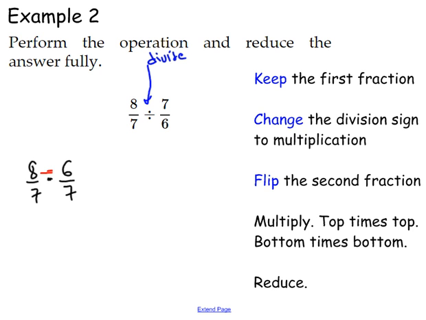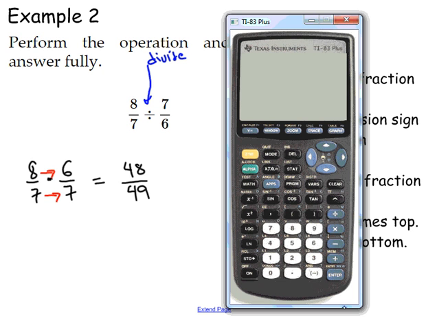Top times top, and bottom times bottom. So 8 times 6 is 48, and 7 times 7 is 49. Then you want to check if this could be reduced. So let's check if we could reduce it. 48 over 49, math, fraction, and it cannot be reduced, so this is our final answer.